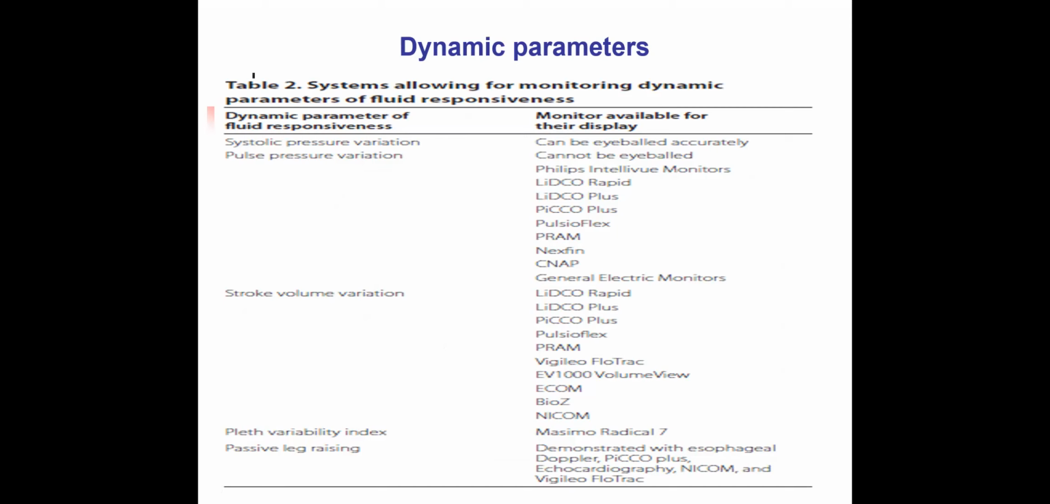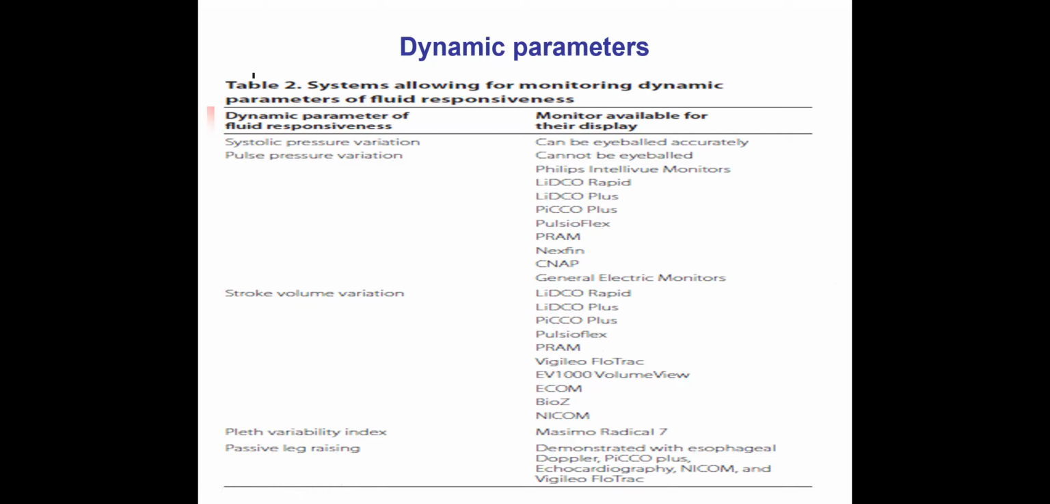So these are the systems allowing for monitoring of dynamic parameters of fluid responsiveness. Systolic pressure variation can actually be eyeballed accurately, but pulse pressure variation cannot be eyeballed. It requires some of the monitors which we have mentioned here in this table. We can see LiDCO and PulsioFlex, Philips IntelliVue monitors. Stroke volume variation again requires monitors like LiDCO, PulsioFlex, Vigileo FloTrac. It can be used, EV1000 VolumeView.